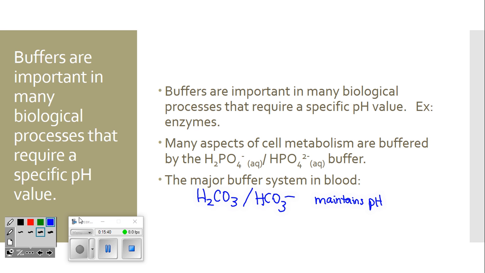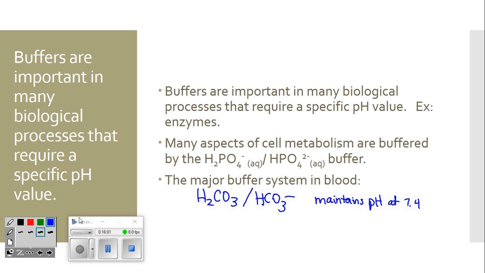Does anyone know what the pH of your blood is supposed to be? 14 is a bit high. The people who said 7 and 8 were the closest. 7.4 is about where the pH of your blood is supposed to be.